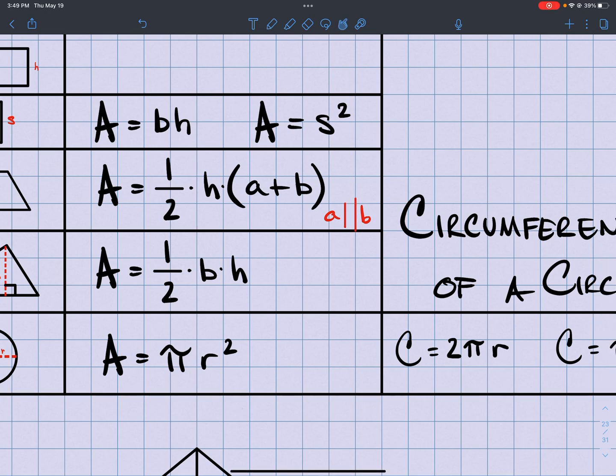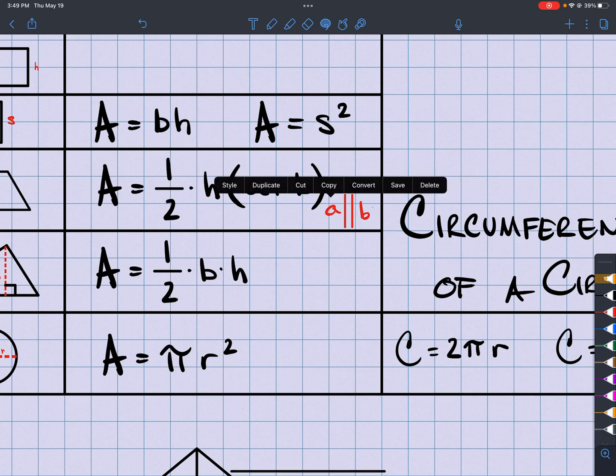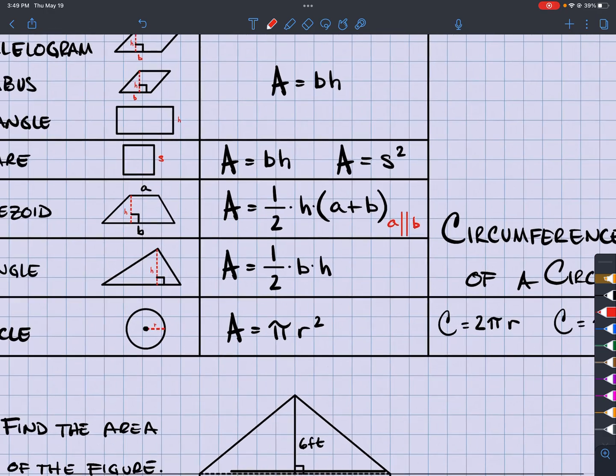Whoa, that's not what I wanted, but it's okay. Let's make it longer. There we go. So let me redraw B here. I never like my B's, do I? Okay, there you go. A is parallel to B, okay?